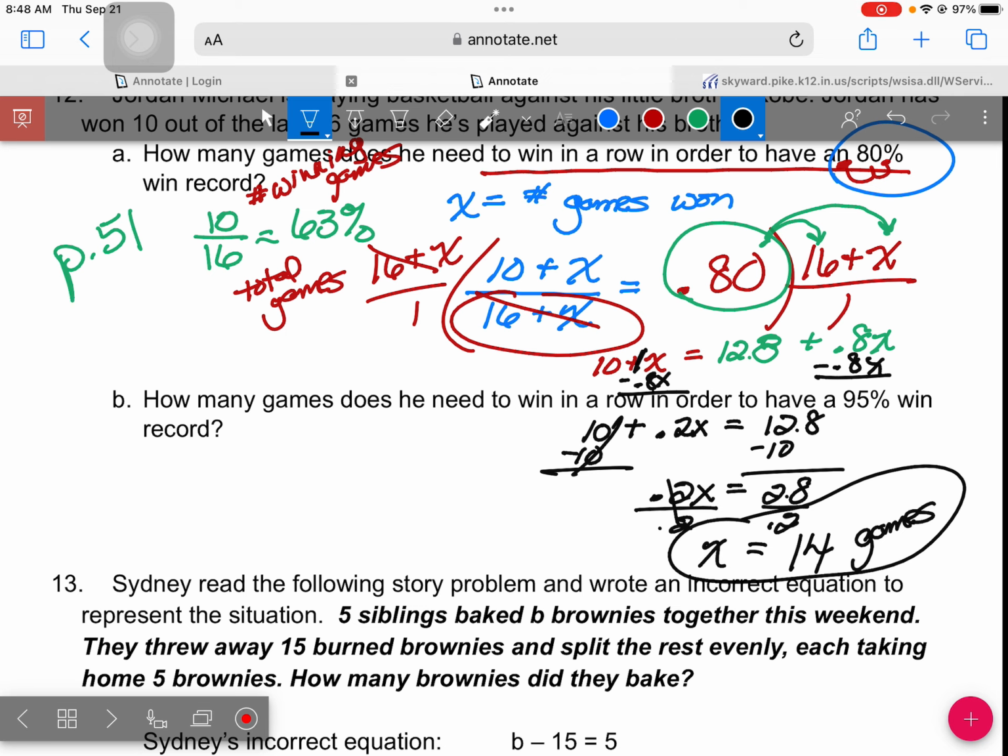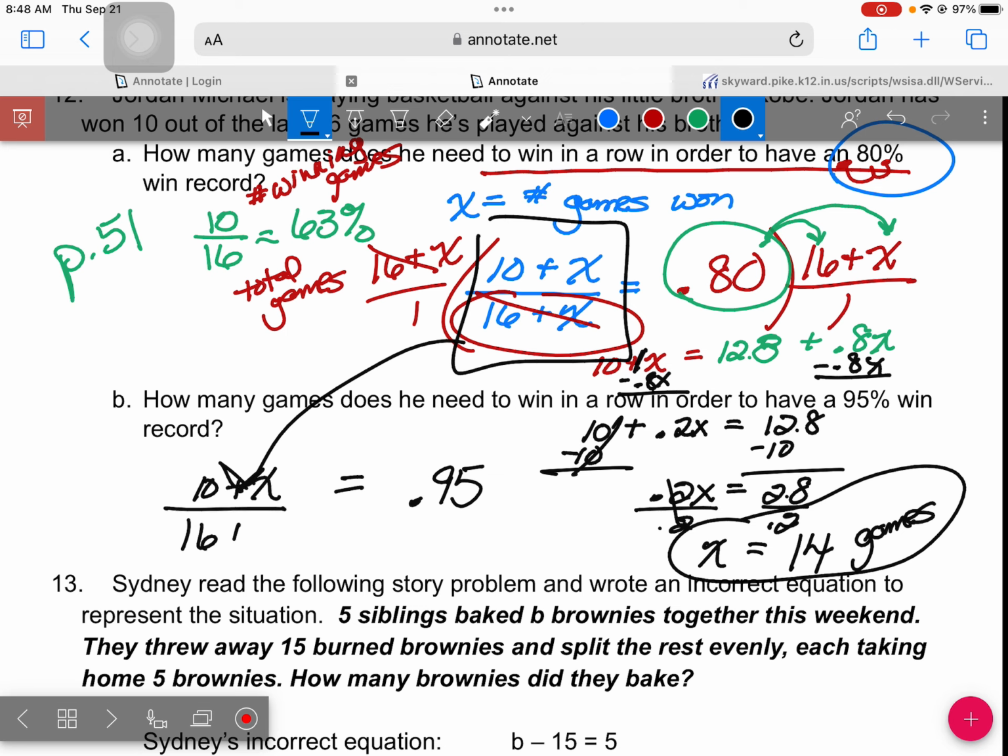And you would do the same thing with the same setup down here, only setting it equal to 0.95, correct? So this would still be 10 plus x and 16 plus x, and you would solve in a very similar way. Questions on that? I'm not going to work that one out because I think you can do that on your own.